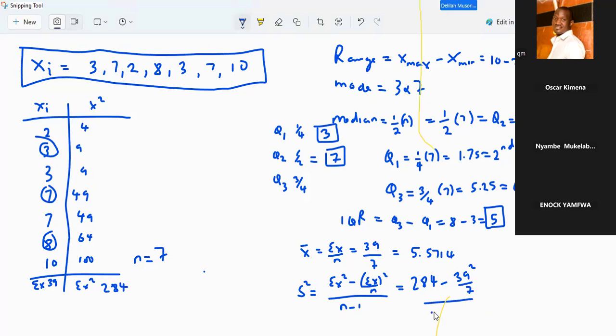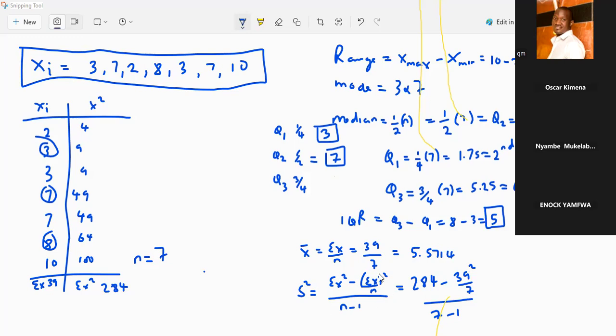Just a question. The modes, how did you find the modes? That is 3 and 7. Okay, sorry to go back. I'll get to these measures on top here. Let me start with the measures of central tendency shortly.